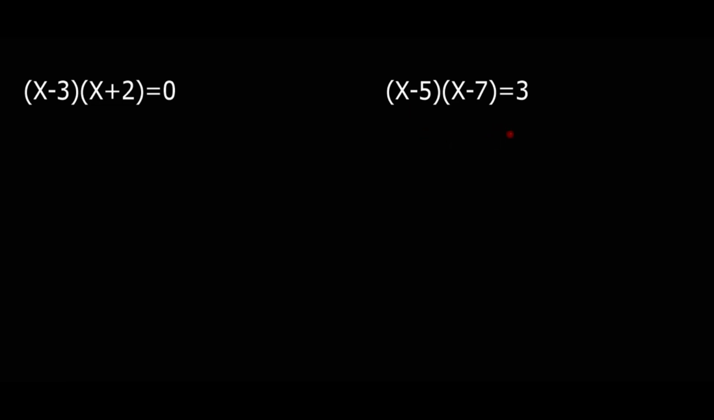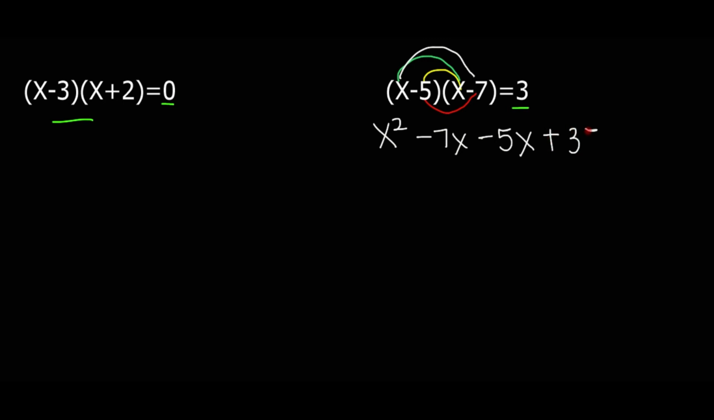Look at this one. You may think that with this one we will do the same thing like this one. We cannot do the same thing, because this one has 0 on one side, but this one the side is not 0. When we have this situation, the first thing we multiply out the bracket. X times x is x squared. And then x times -7 is -7x. And then -5 times x is -5x. And then -5 times -7 is +35.